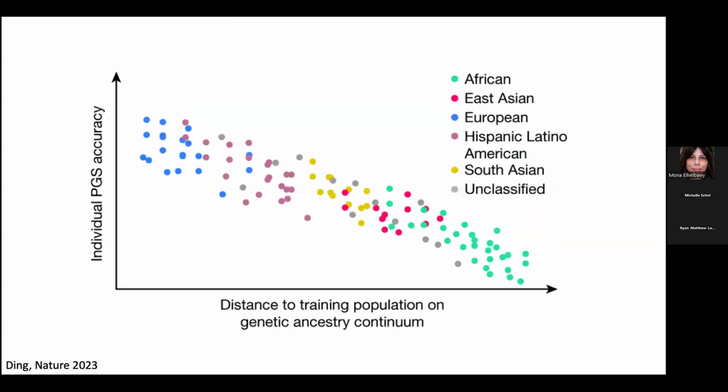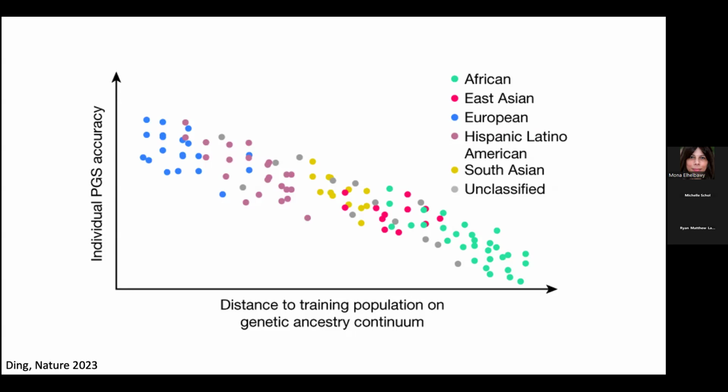Other groups have quantified this effect. So let me explain the graph here. The y-axis is the accuracy of what we call a polygenic risk score. Think of 23andMe: you get your genetics, you get a score for how likely you are to have dementia or heart disease. If they say you are unlikely to have heart disease, but you end up with heart disease, that's a low accuracy score, right? So that's what the y-axis is, the accuracy of those risk scores.